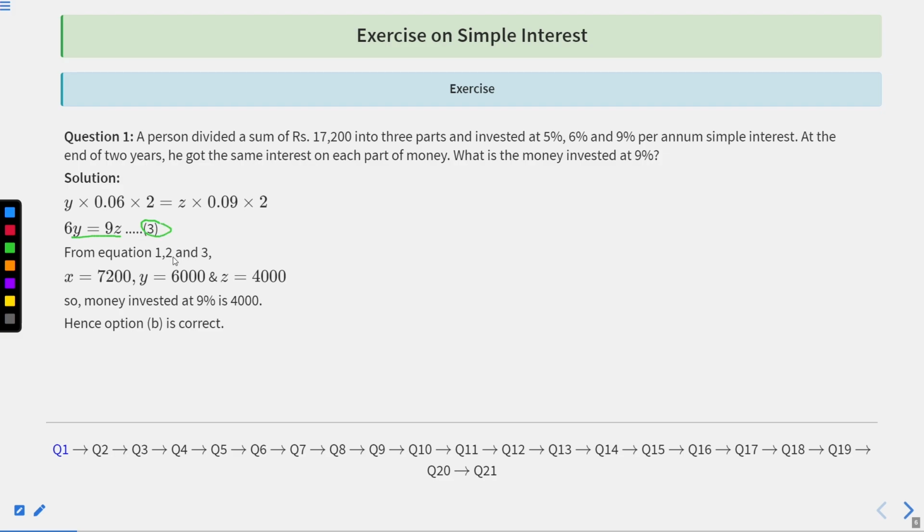Now we have three equations, three unknowns. So from equation 1, 2 and 3, we have x equal to 7,200, y equal to 6,000 and z equal to 4,000. So the money invested at 9% is 4,000 rupees. So the correct option here is option B.